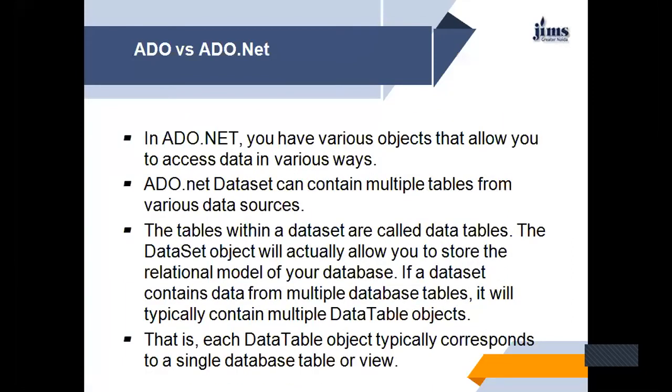In ADO.NET, you have various objects that allow you to access data in various ways. An ADO.NET dataset can contain multiple tables from various data sources. The tables within a dataset are called data tables. The dataset object will actually allow you to store the relational model of your database. If a dataset contains data from multiple database tables, it will typically contain multiple data table objects. That is, each data table object typically corresponds to a single database table or view.